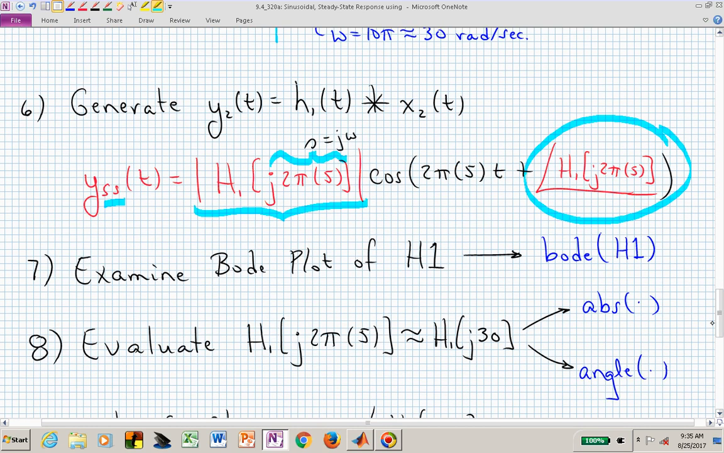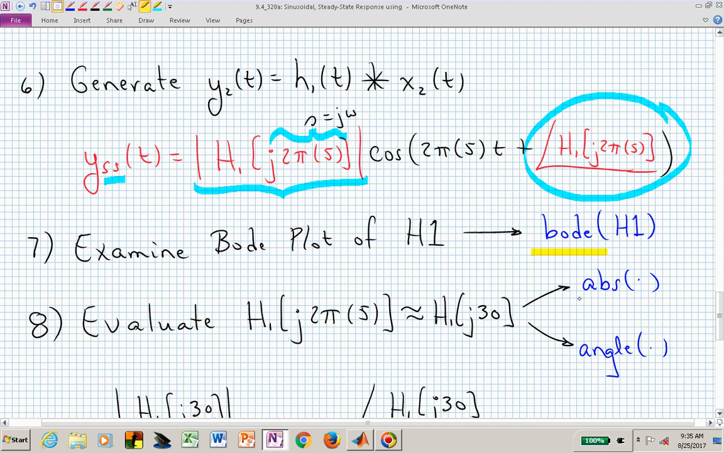Just for fun, we'll check this. We'll look at the Bode plot of H1. When you're working in chapter 10, you might want to quickly know the answer in the back of the book. Well, now you'll be able to use MATLAB as a way of checking your work. You can create the transfer function and simply issue the function bode in MATLAB, and that will produce the Bode plot for that particular transfer function.